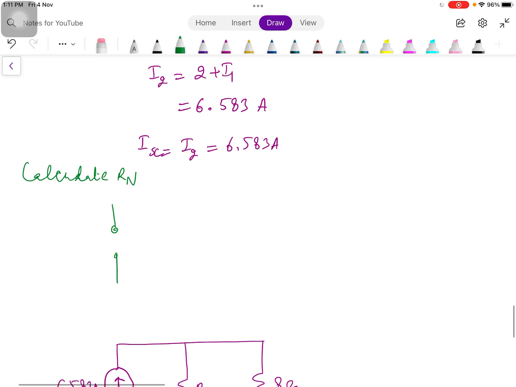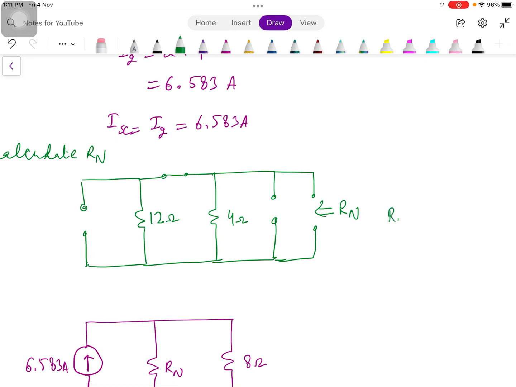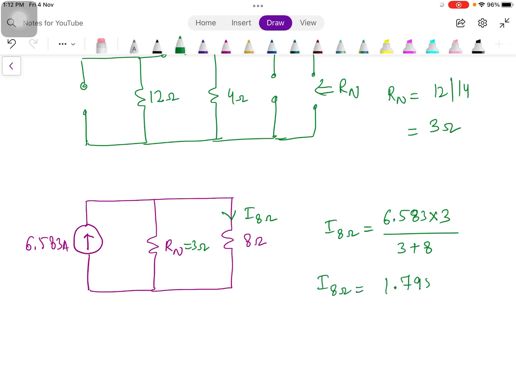So we have an open circuit over here, then the 12 ohm resistance, this voltage source replaced by a short circuit, the 4 ohm resistance, the 2 ampere source replaced by an open circuit, and then here we have the load terminals where we need to calculate Rn. Now clearly 12 and 4 are in parallel. So Rn is the parallel combination of 12 and 4, which gives us Rn as 3 ohm. We want to find the current through this 8 ohm resistance. So I8 ohm is 6.583 into 3, in denominator 3 plus 8, which gives us the current through the 8 ohm resistance as 1.795 ampere.